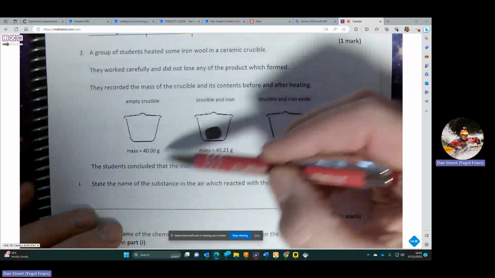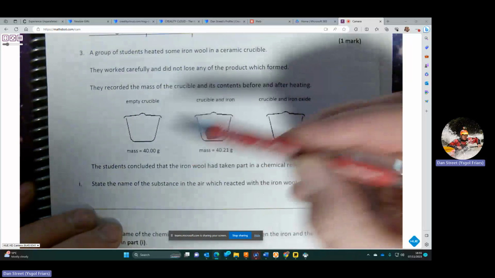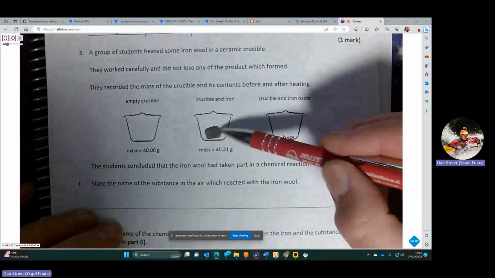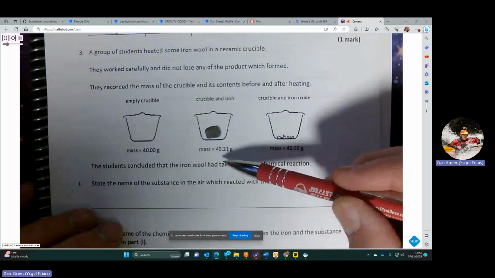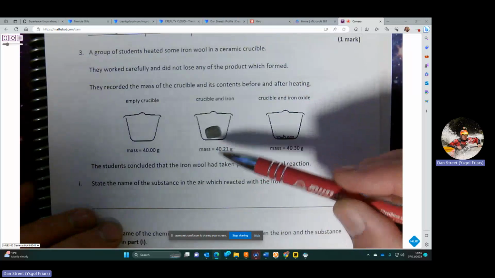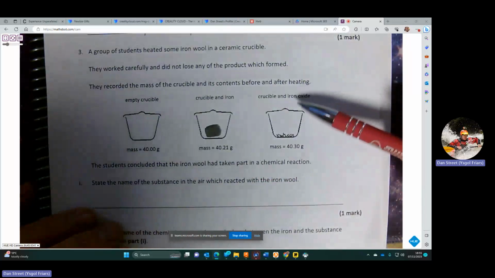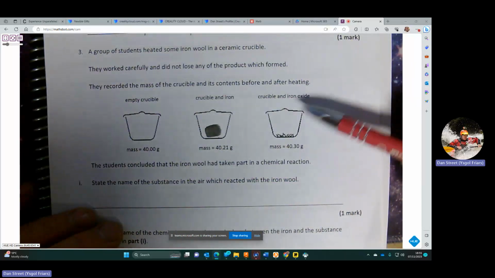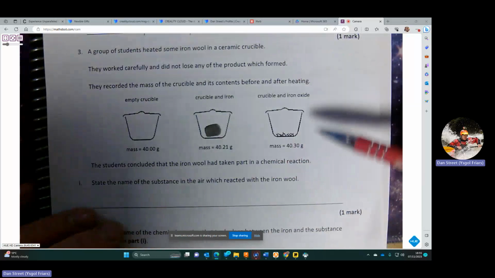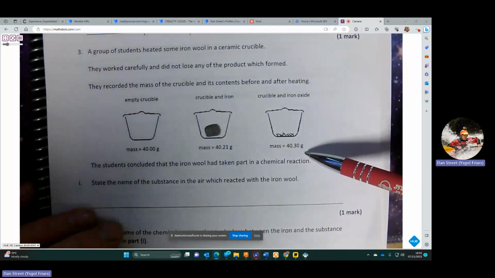So here we have an empty crucible which weighs exactly 40 grams. Here we have the crucible with just the iron wool inside it. That's 40.21 grams. So 0.21 grams must be the mass of the iron. And here we have the crucible at the end of the experiment with the iron oxide in it after the iron has been heated strongly, and that weighs 4.30 grams.